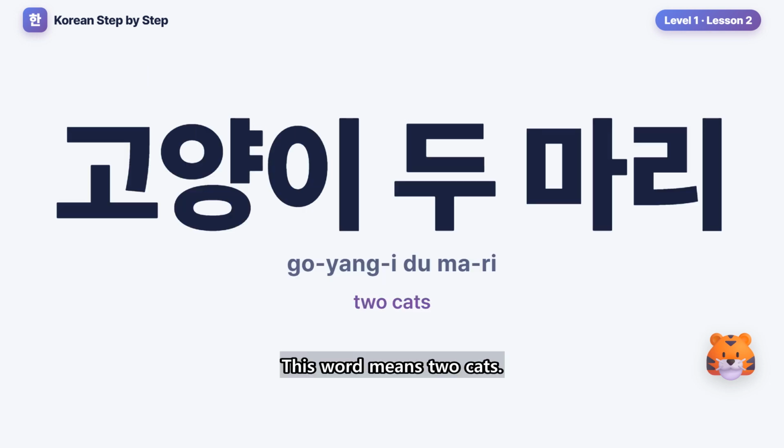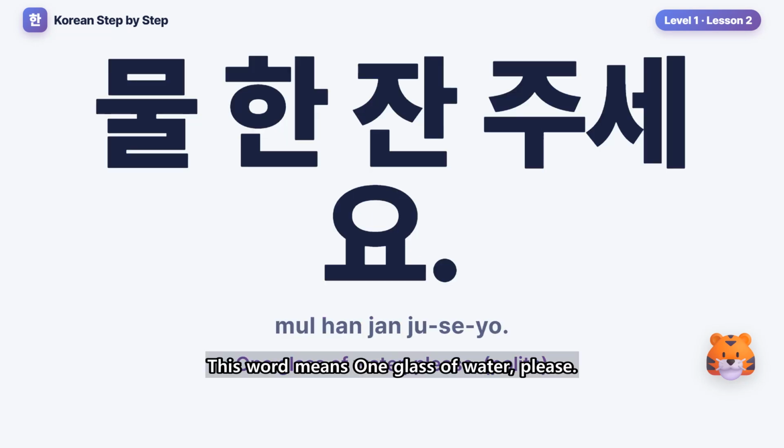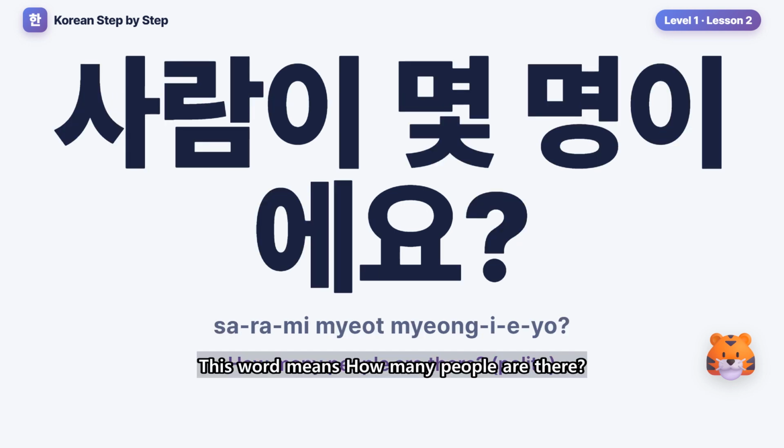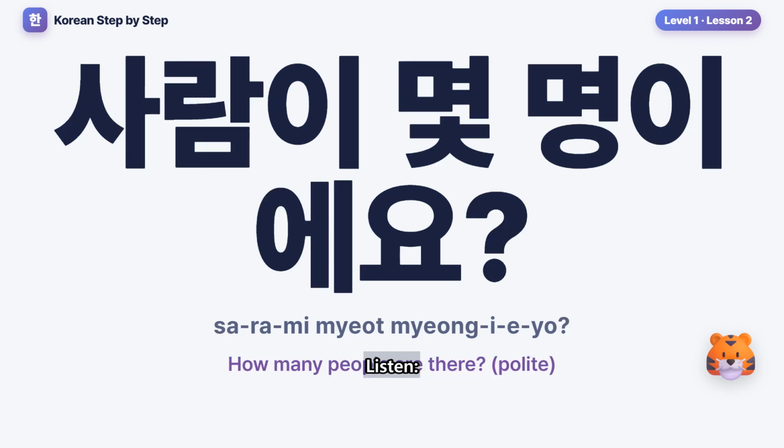This word means 2 cats. Listen. 고양이 2마리. This word means 1 glass of water, please. Polite. Listen. 물 1잔 주세요. This word means how many people are there. Polite. Listen. 사람이 몇 명이에요?